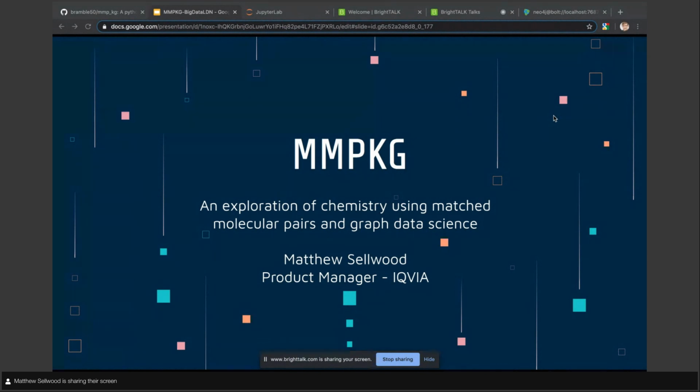What I'm going to talk to you about today is this open source project that I'm working on. It's called Matched Molecular Pair Knowledge Graph. It's an open source library for creating a knowledge graph from chemistry, and enables you to explore this. It uses the matched molecular pair algorithm underneath in order to create this library, and I'll explain a bit more about that in a second.